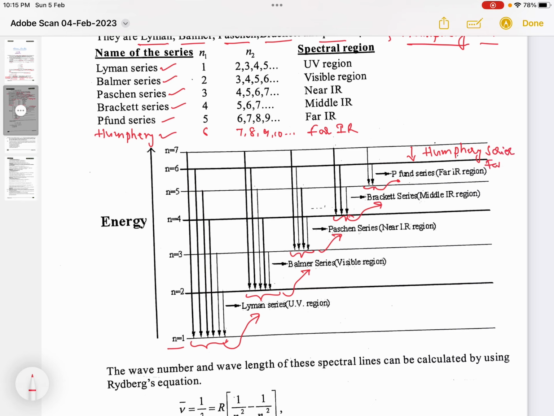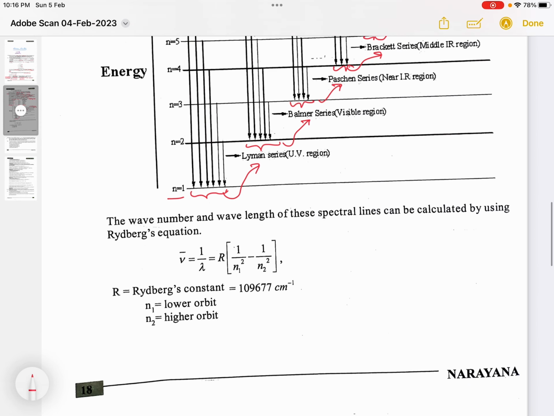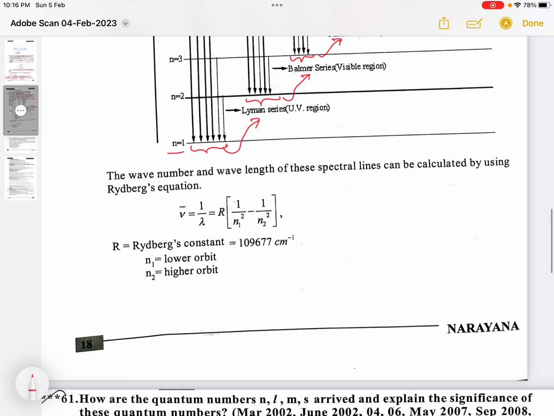Which is also observed in far IR region. So this is the hydrogen spectrum, and this diagram is very important in LAQ. If you miss any point, you may lose marks. Now, according to that hydrogen spectrum, we can calculate wavelength, wave number also. The wave number and wavelength of these spectral lines can be calculated by using Rydberg's equation.